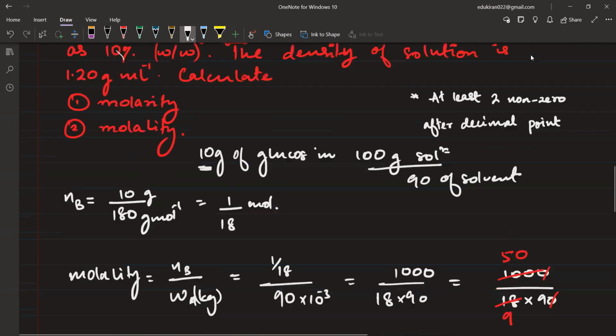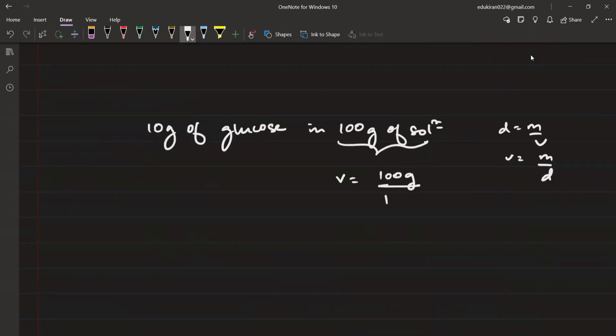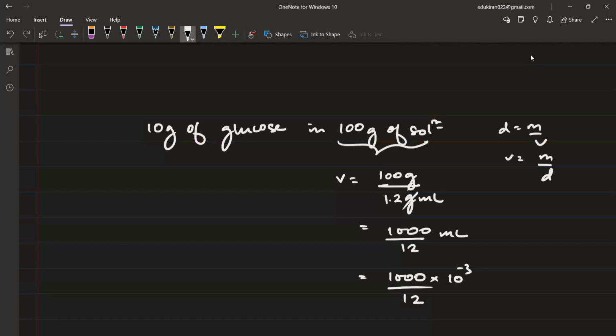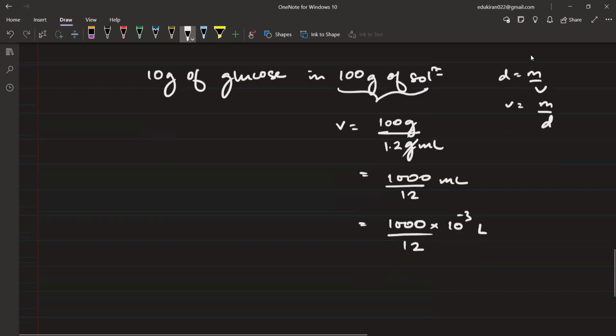What was the density? 1.2. So 100 divided by 1.2 grams per ml. Okay, so grams and grams will cancel out each other, and you can write it as 1000 upon 12. This is ml. Please write this is ml. Now, if you want to convert this to liters, what you have to do? You will write 1000 into 10 to the power minus 3 divided by 12 liters. Now 1000 into 10 to the power minus 3 will become 1. So this is 1 by 12 liter.